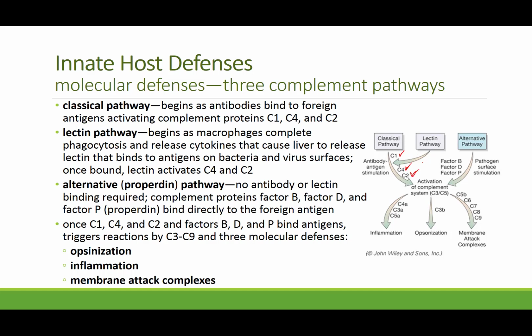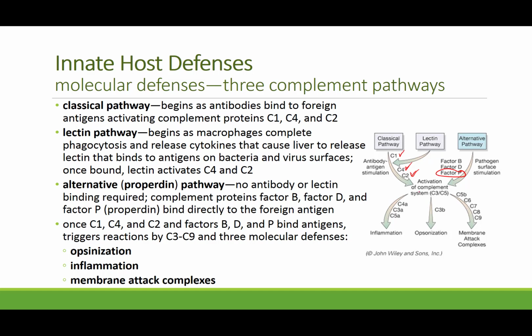And then there's the alternative pathway, sometimes called the properdin pathway. In this pathway, antibodies aren't required and lectin isn't required, but instead, the complement proteins factor B, factor D, and factor P, which is properdin, hence the name, bind directly to the foreign antigen. And once we get there, then we get to activation of the complement pathways.